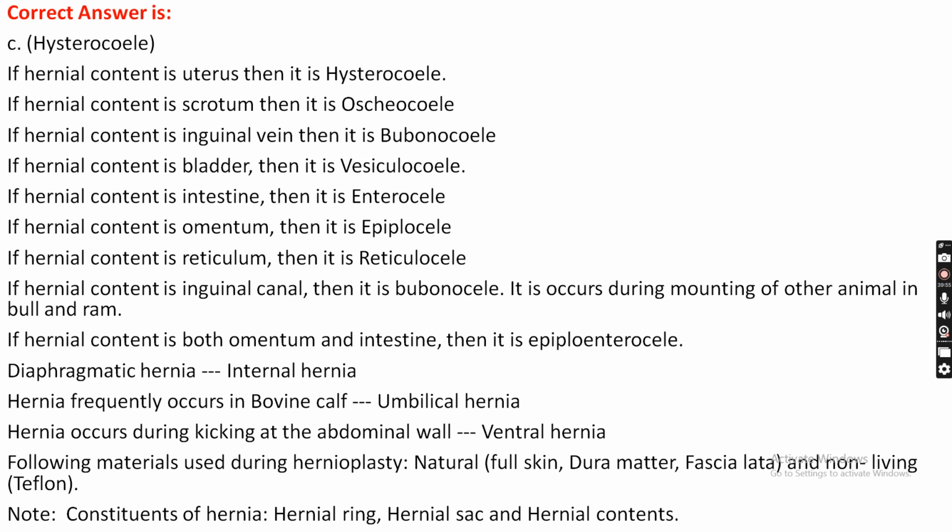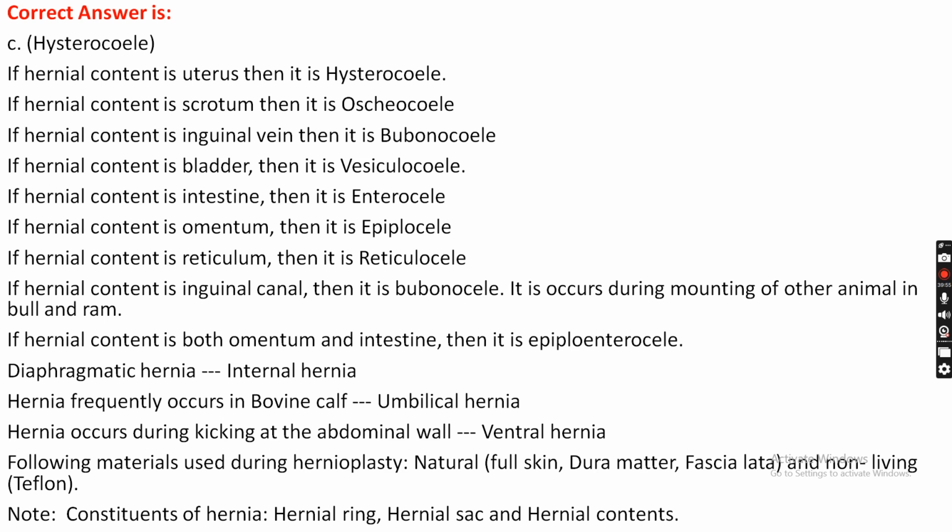This inguinal hernia is mainly seen in ram and bull, which occurs due to mounting of other animals. If the hernial content is bladder, then it is known as vesiculocele. If the hernial content is intestine, that is termed as enterocele. If the hernial content is omentum, then it is epiplocele. If the hernial content is reticulum, then it is reticulocele. If the hernial content is both omentum and intestine, since the intestine term is entero and the omentum term is epiplo, it is epiplo-enterocele.